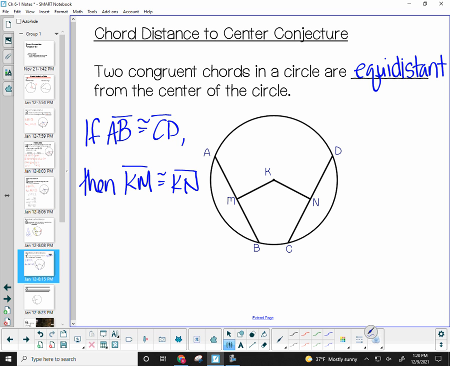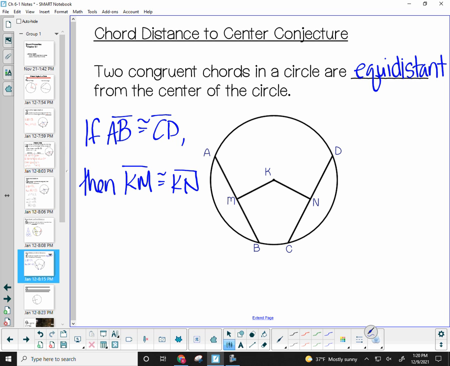Which logically feels good, because the closer the chord gets to the center, the longer it's going to be. The longest it could be is if it goes right through the center. The further away it gets, the smaller it is. So it feels right that if the chords are the same length, they have to be the exact same distance from the center. Okay, so let's talk about why it is mathematically.